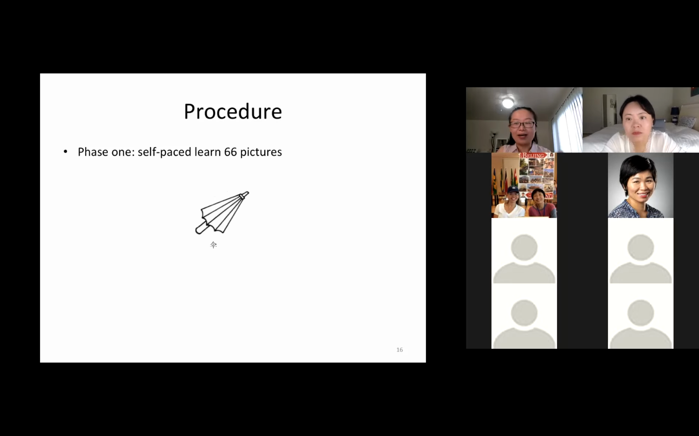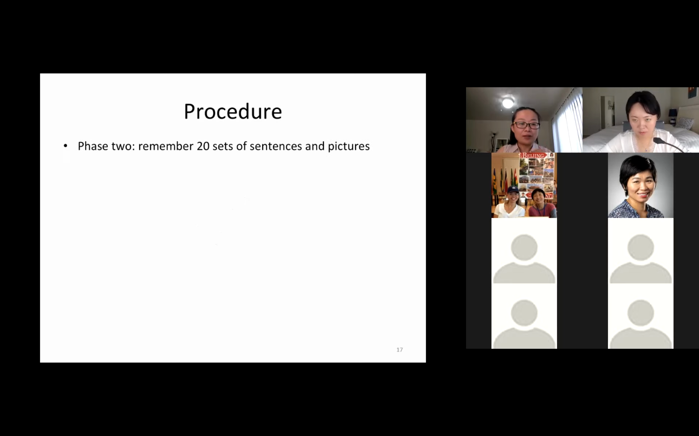Definitely, there are some words that might be difficult for some participants, so we had a pilot study. Some words like 警察 are a little bit difficult for some participants. So we added pinyin or English translation for participants to learn the association between the picture and the word. So this is the first phase. After the first phase, participants went to the second phase.